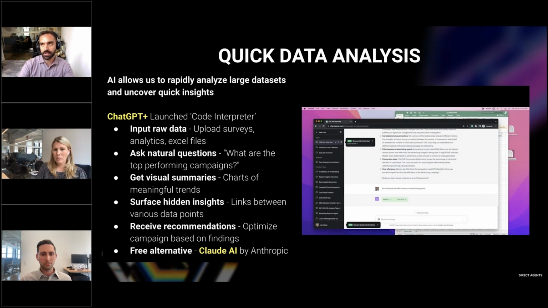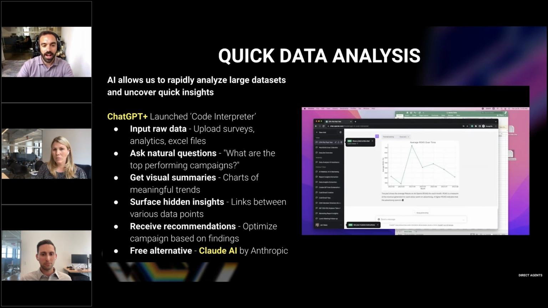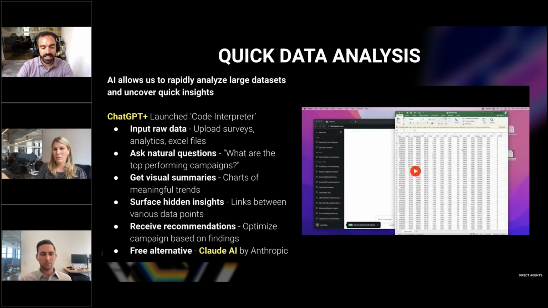This in no way is going to replace Power BI or some of the reporting that you're getting from a digital marketing agency. But if you're looking for some quick answers, some quick analysis, or if you have a textbook that you're trying to ask questions about, you can upload this information into these tools and have a natural conversation about it. For those of you who don't have ChatGPT Plus or don't subscribe to the service, there are a lot of other free alternatives. I've also been using Claude AI by Anthropic, which is also super powerful.